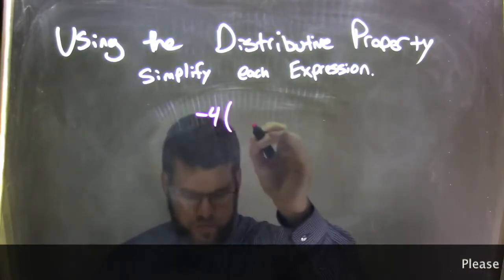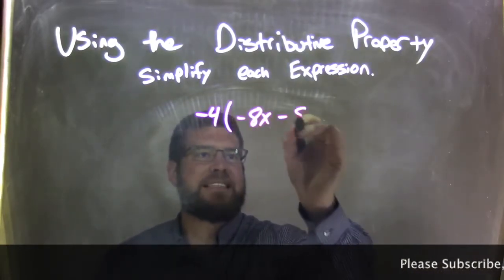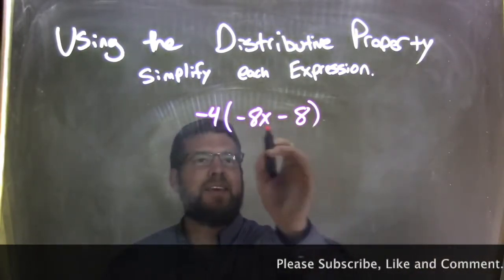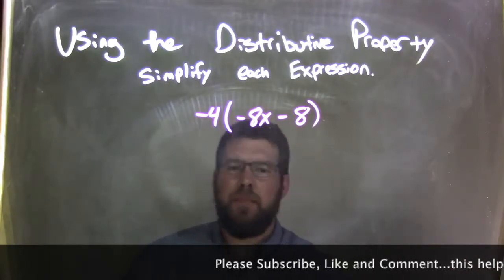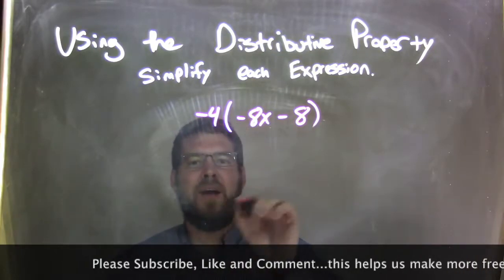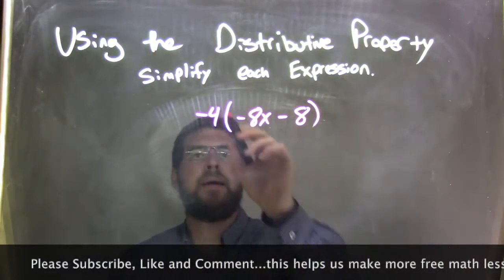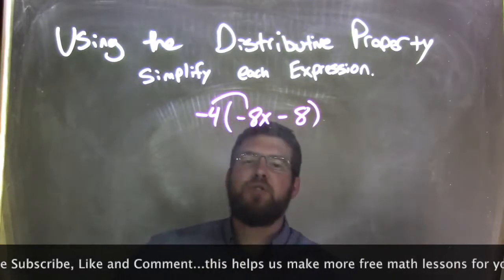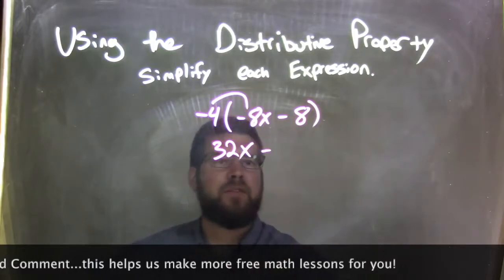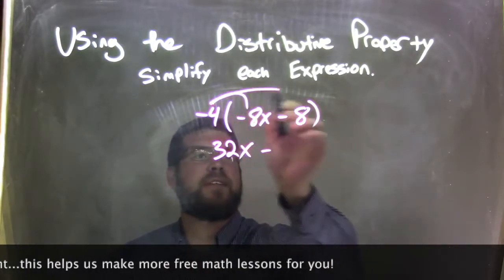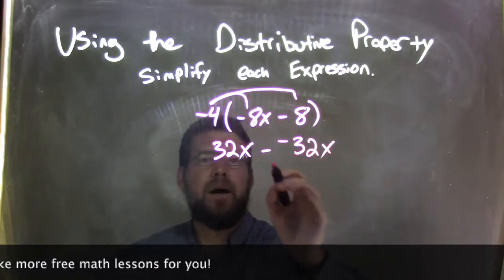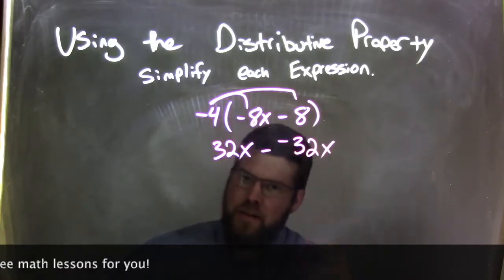Negative 4 times negative 8x minus 8. Okay? Now I need to simplify it. Well, I see 8x minus 8 inside the parentheses, but again, not like terms, cannot do anything about it. So now we have negative 4 on the outside, and we need to distribute that in. Negative 4 times negative 8x. Two negatives make a positive, which is 32x. Bring down the minus sign here. Now we have negative 4 times a positive 8, which is a negative 32.